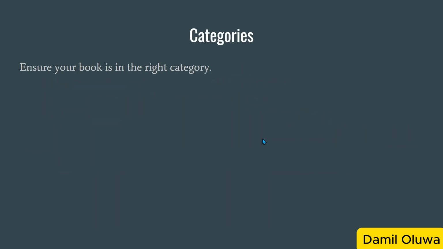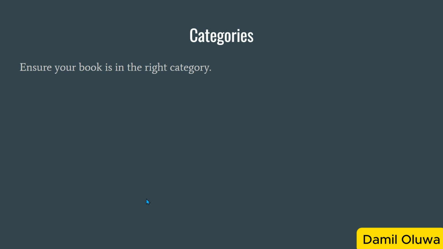So the next one is what? The next one is categories. So ensure your book is in the right category. Most of us, when creating books, use different categories for our book. We use categories that are not related to our book. So if you are writing books on weight loss, we go into KDP and search for categories of books.